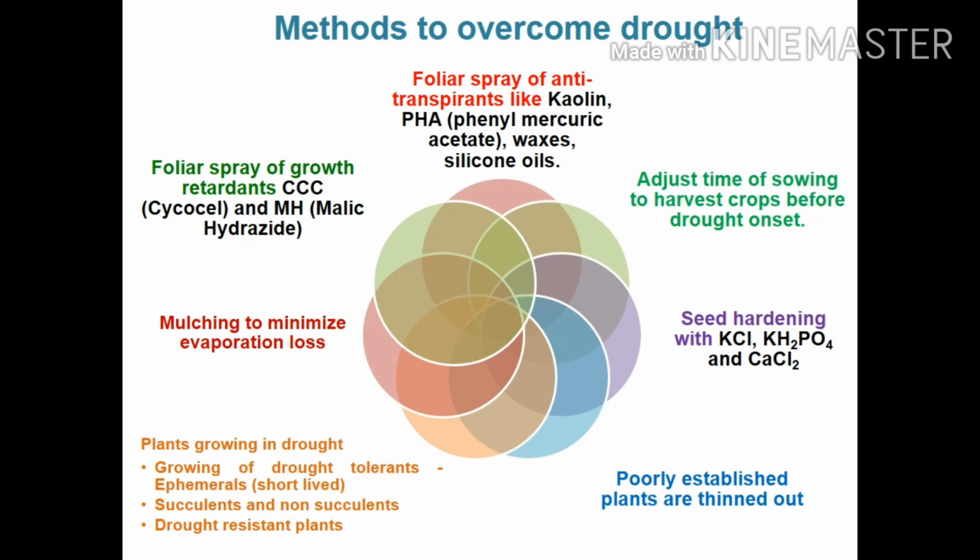The mulching of soil is also advocated to minimize evaporation losses. Foliar spray of growth retardants like cycocel and maleic hydrazide is recommended. Foliar spray of anti-transpirants like kaolin, phenyl mercuric acetate, waxes and silicone oils is also advocated.